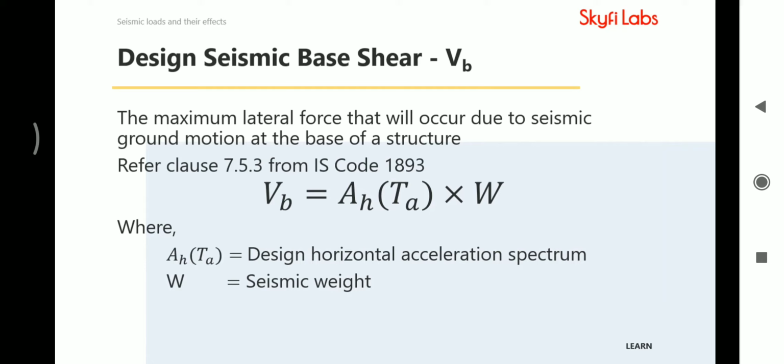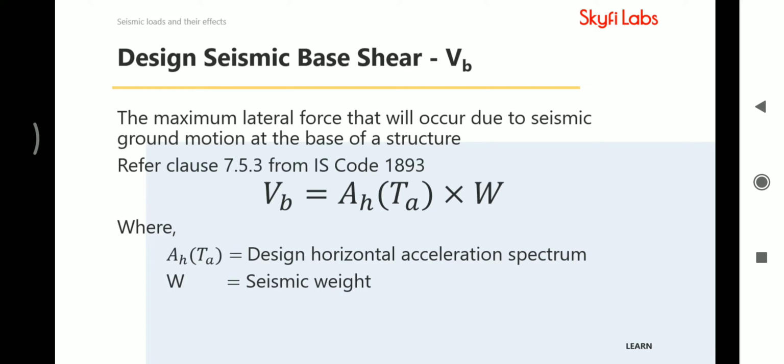Where VB is the total design lateral force, or design seismic base shear. It is the maximum lateral force that will occur due to seismic ground motion at the base of a building. Ah is the design horizontal acceleration spectrum, calculated using the fundamental natural period. W is the seismic weight of the building.